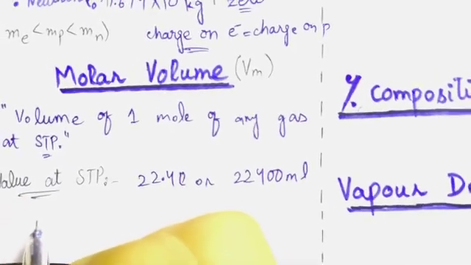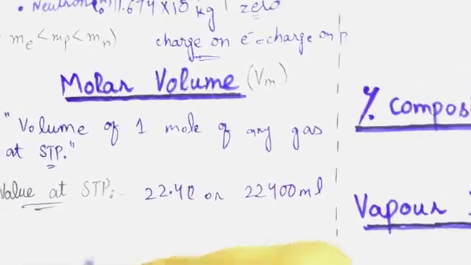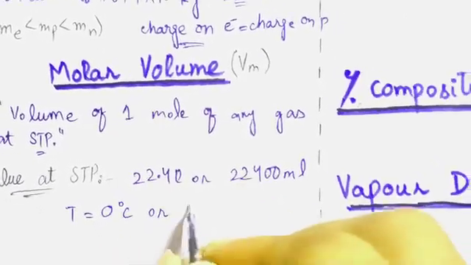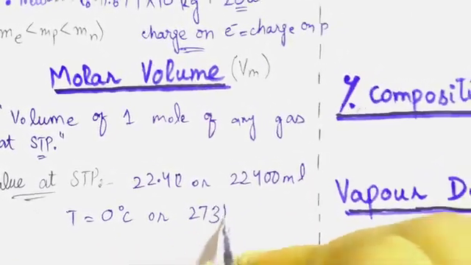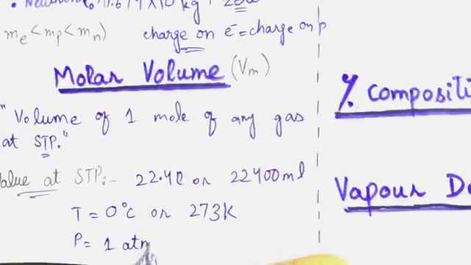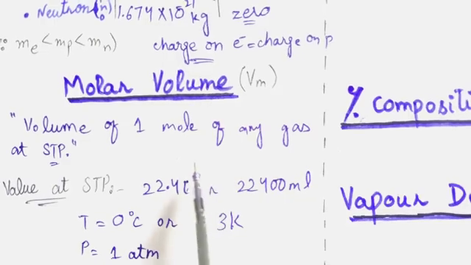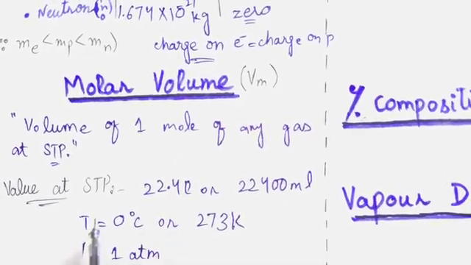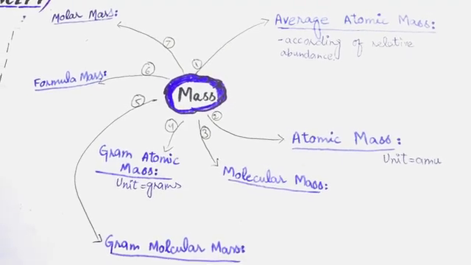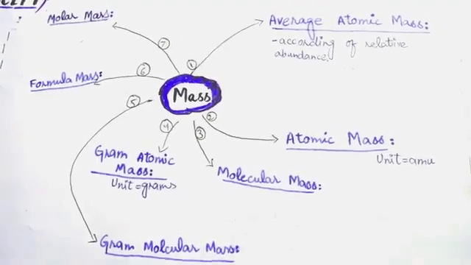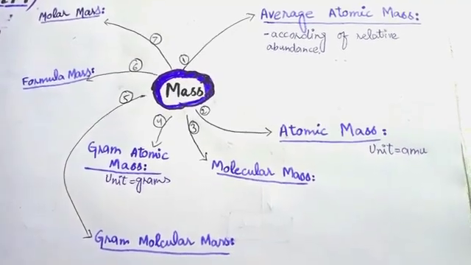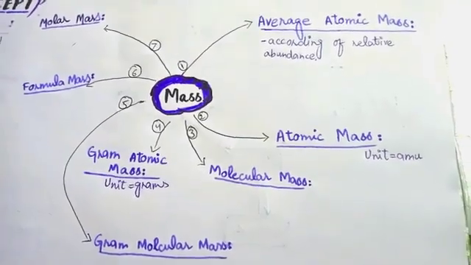At standard temperature and pressure, the value of temperature is 0 degrees Celsius or 273 Kelvin, and the pressure is 1 atm. The value of molar volume changes with temperature and pressure. Before we discuss the calculations of mole, we will discuss the terms of mass. Then we will discuss more calculations of mole, and that will be easy for us.